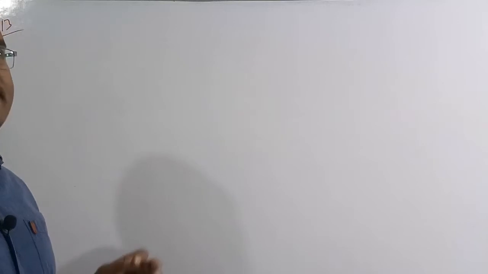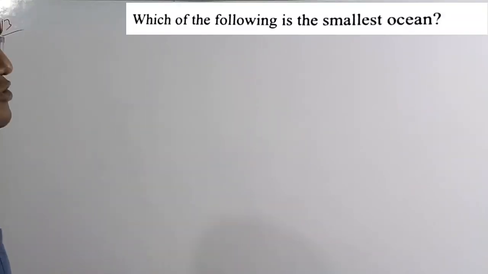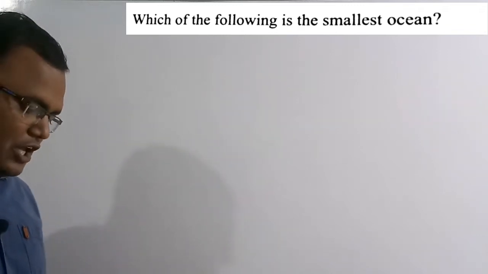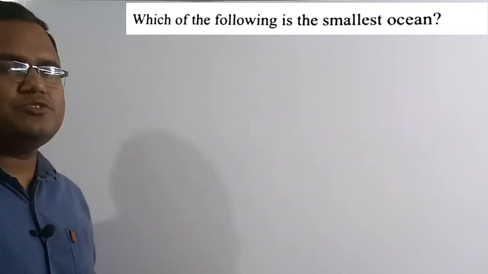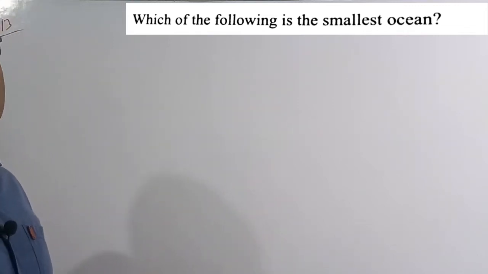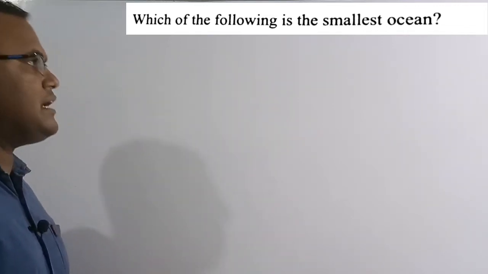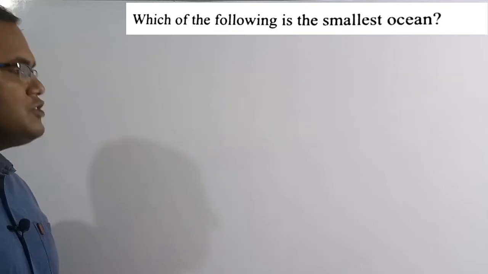Now we are going to discuss the 13th question. Which of the following is the smallest ocean? Option A, Atlantic Ocean. Option B, Arctic Ocean. Option C, Indian Ocean. Option D, Pacific Ocean. Out of the four options, option B, Arctic Ocean, is the smallest ocean.